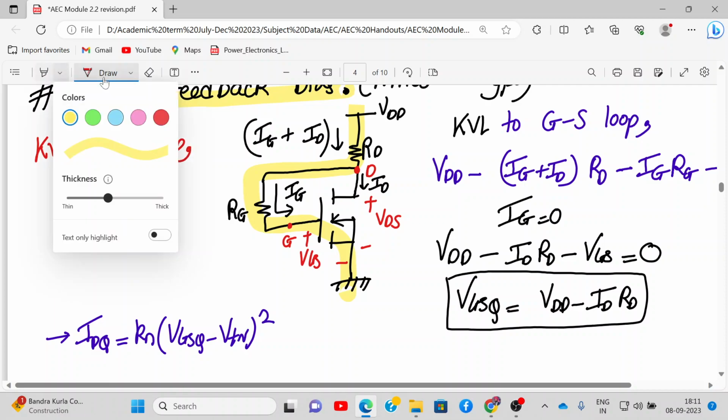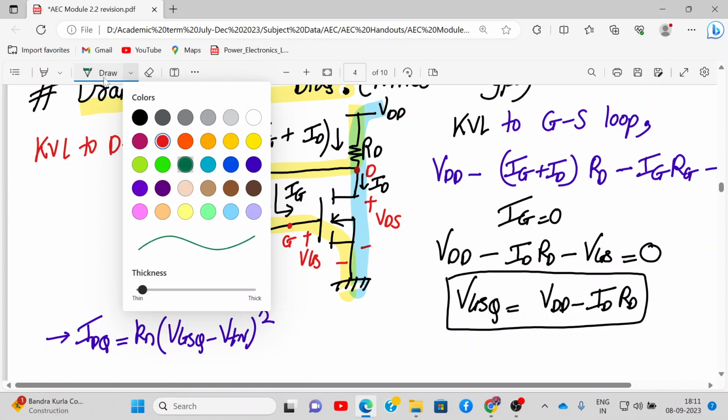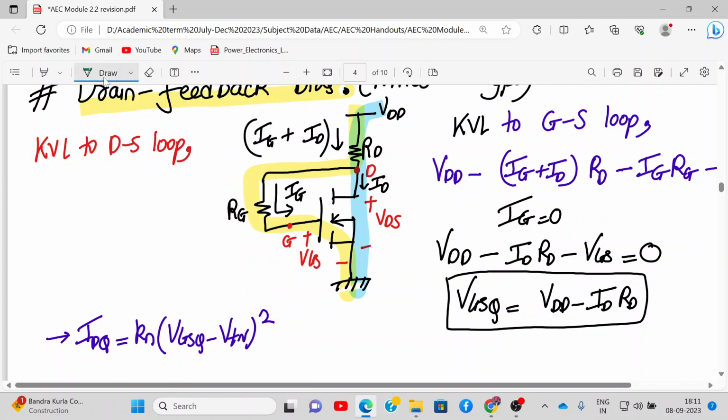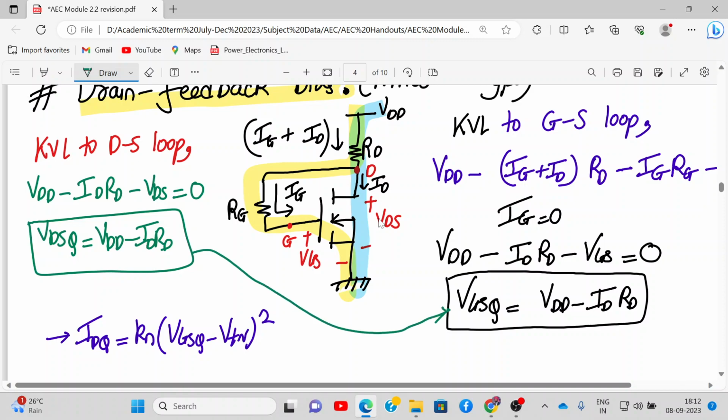So where is my drain source loop over here? Anyone? This one, the one in blue color. So what do we have over here? Can anyone tell me? VDD minus (IG plus ID) into RD, or we can directly write ID RD minus VDS is equal to 0. Yes or no? So here we'll write VDD minus, I know IG is 0, so ID RD minus VDS is equal to 0. So how much is VDSQ? Got it? If you note one thing, this equation is the same as this equation. They are one and the same.